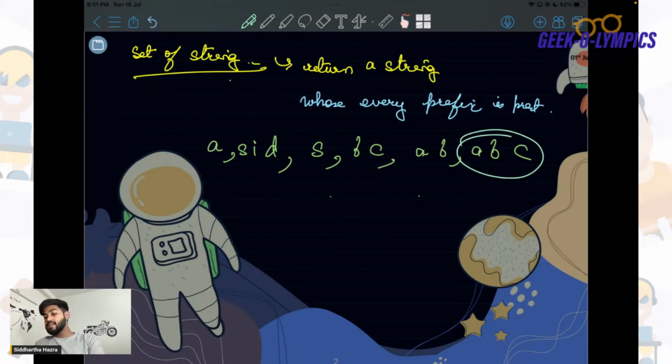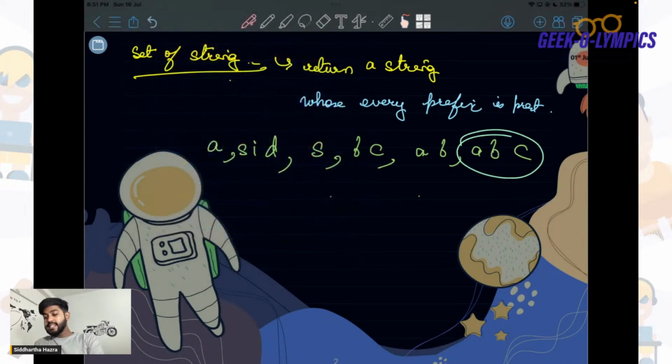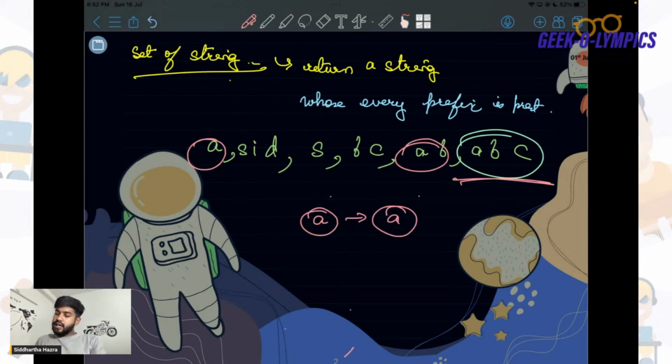Why is the answer ABC? Because the prefixes of ABC are A, which is present, AB, which is present, and ABC whole is present in itself. But let's talk about SID. So for SID, S is not present, SI is not present, so it is completely discarded. But if you observe A, the prefix of A is only A, and A is also present, ABC is also present.